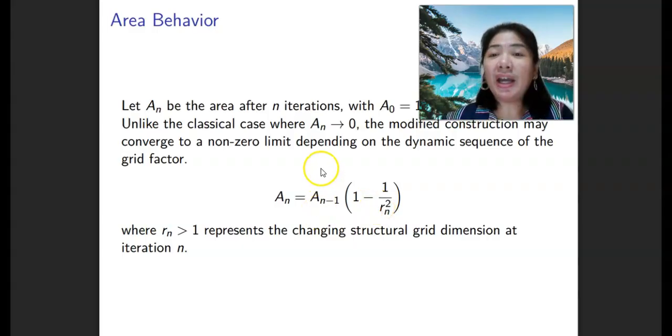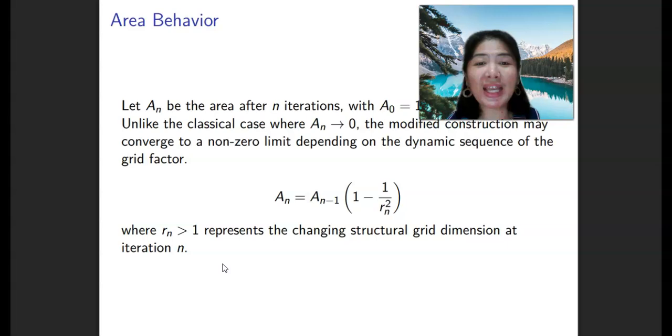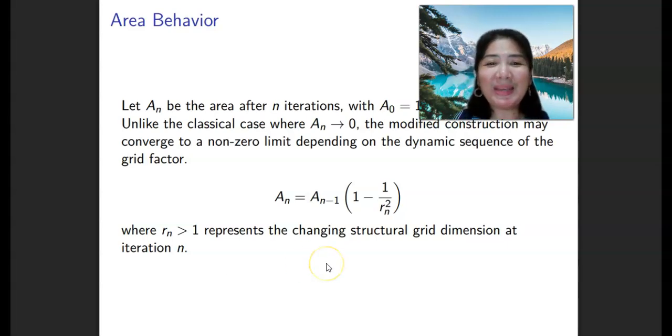We have the remaining area of the previous level, denoted by A sub n minus 1, times the remaining fraction 1 minus 1 over r squared, where 1 over r squared represents the central square that we are removing. So unlike the classical Sierpinski carpet where the area vanishes to 0, changing our structural grid dimension r sub n dynamically at each step prevents the area from vanishing, allowing it to converge to a unique non-zero limit.